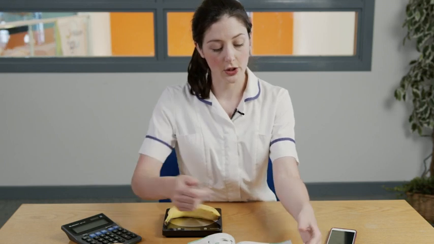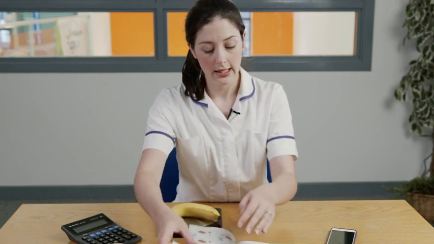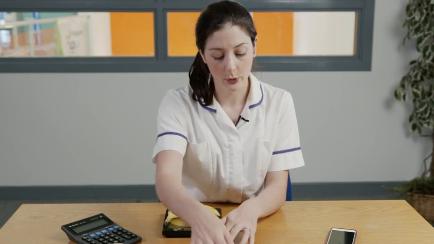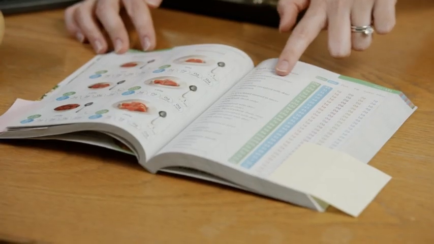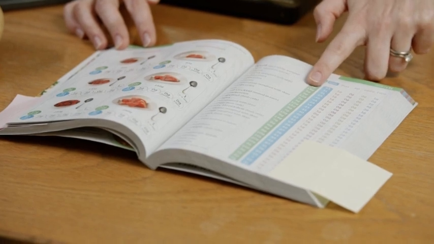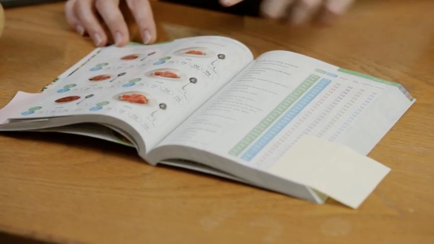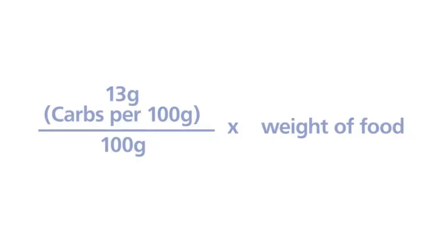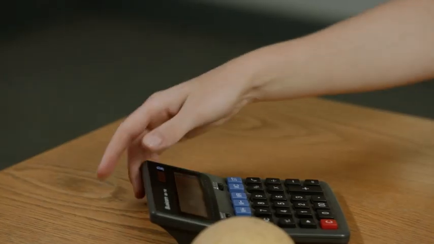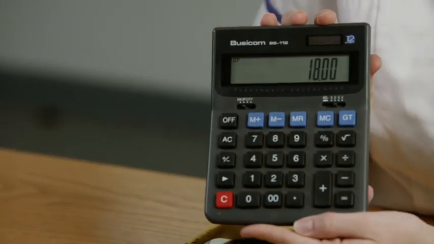The other way you can use the Carbs and Cals book is there are the list of weights per 100 grams. So for example, a banana weighed with skin per 100 grams is 13 grams of carbohydrate. So if we do that calculation, 13 divided by 100 to give us how much carbohydrate is in 1 gram, and then times by the weight on the scales, would show us that the banana has got 18 grams of carbohydrate in it.